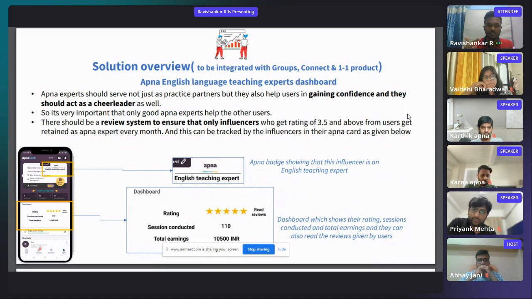The users and the influencers will be able to see the dashboard, where a badge will be visible: what is their rating, the number of sessions they have conducted, and the total earnings as well. So this is a key pivot point. That's why I covered it first.